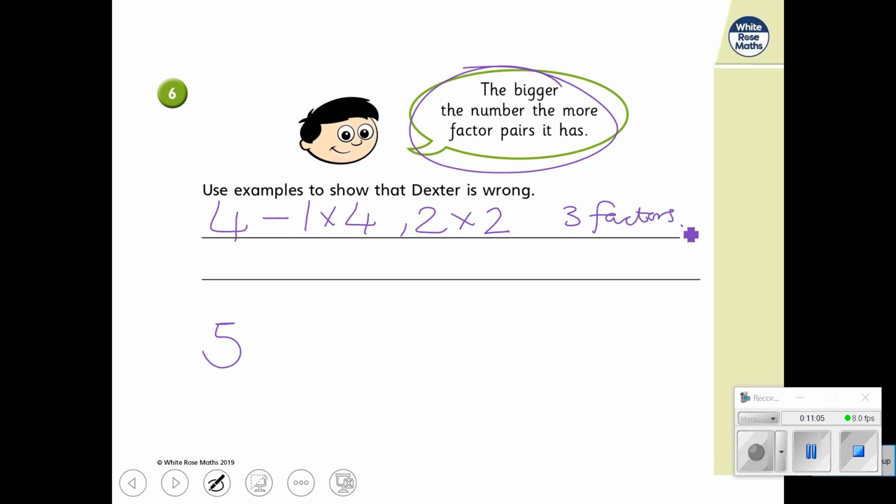Okay, so let's have a look at number 5. So number 5 has got 1 and 5 and no other factors whatsoever. So that's only got 2 factors. So Dexter is saying that the bigger the number, the more factor pairs it has. So he's saying that 5 should have more factor pairs than 4, but that isn't right. So he's wrong. There you go. Dexter, you're wrong. Okay, let's move on.